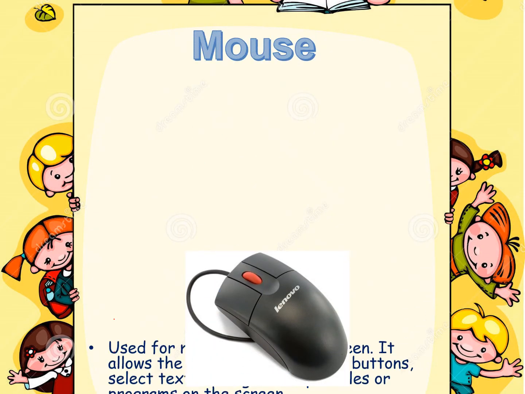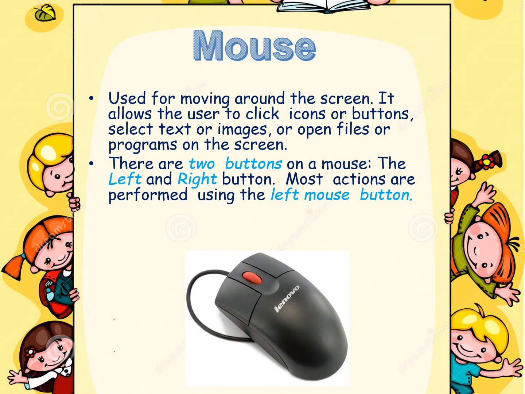So next part is a mouse, used for moving around the screen. It allows the user to click icons or buttons, select text or images, or open files, programs on the screen. So as what Teacher Rachel is doing right now, I am moving on the screen using the mouse pointer.